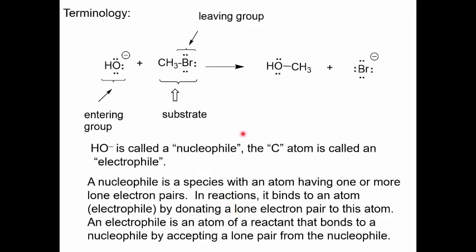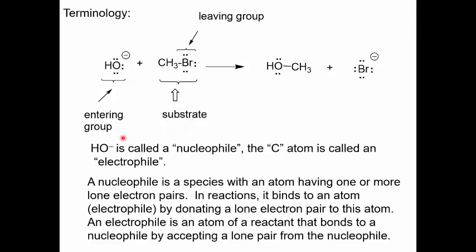Now there are some terms. The hydroxide that comes in and replaces the Br is called an entering group. The Br that gets replaced is referred to as a leaving group. The organic reactant containing the leaving group is called the substrate.